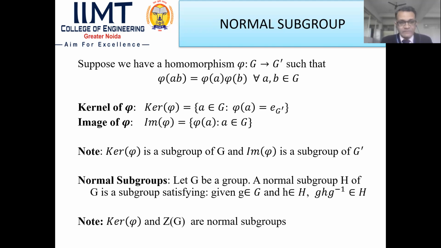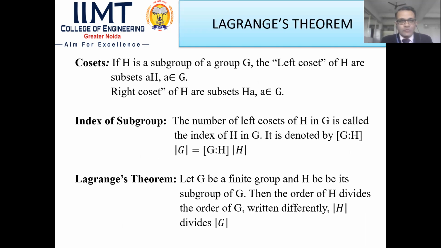Now what is a normal subgroup? Let G be a group. A normal subgroup H of G is a subgroup satisfying: given g belongs to G and h belongs to H, g h g inverse belongs to H. Kernel of phi and Z(G) are normal subgroups.